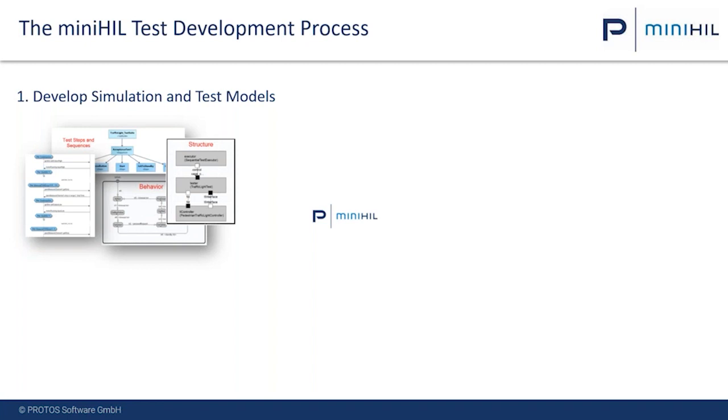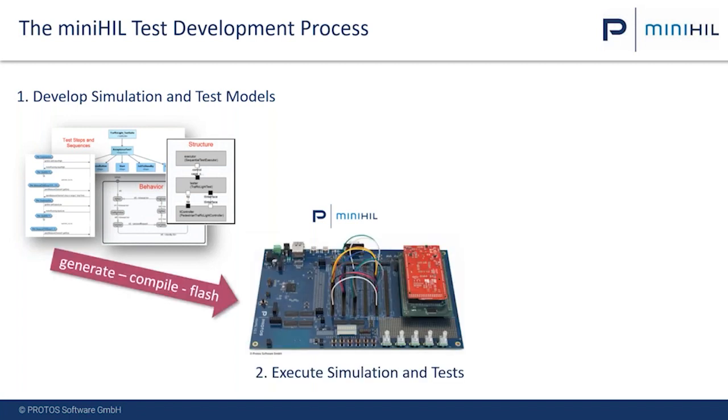You can model the structure and the behavior for the environment simulations and for the test cases. From there, we generate C code, we compile it, we flash it to our mini hill board here. We need to run it directly compiled on the mini hill board because it needs to be hard real time.